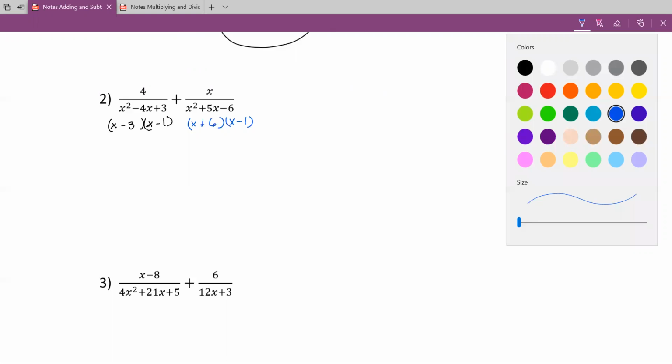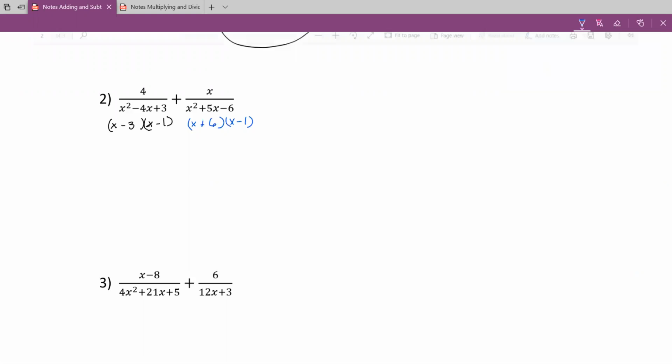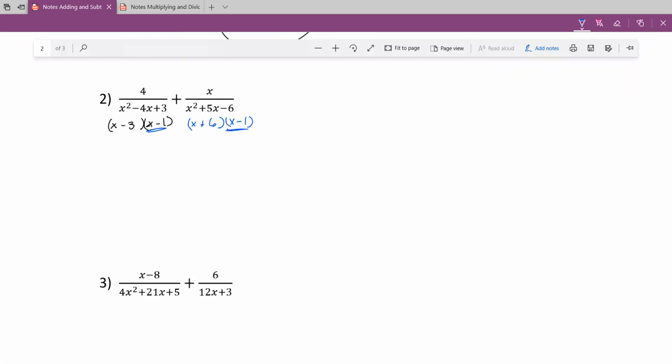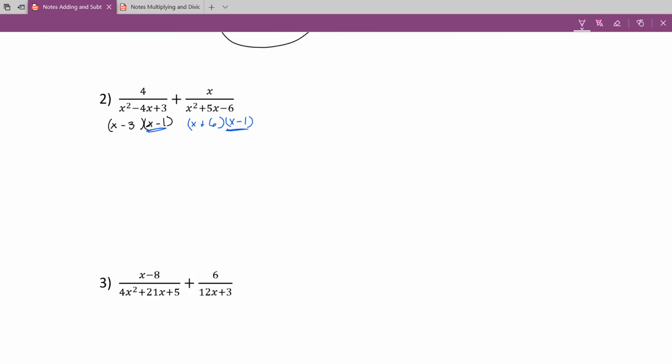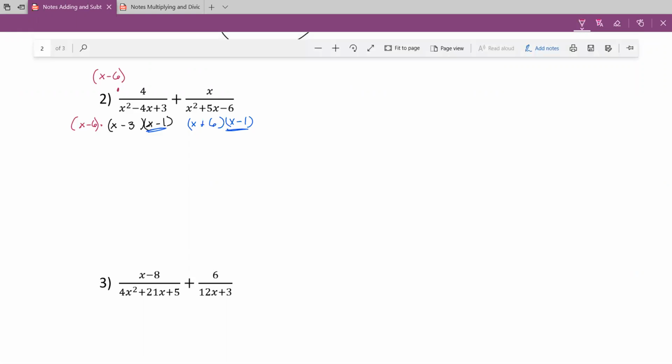Now notice that they both have the x minus 1 already. But the first one's missing the x plus 6, so that's what I need to multiply by on both the top and bottom. I'm going to multiply by x plus 6. And now looking at the second one, I have the x minus 1, I have the x plus 6, but I'm missing the x minus 3. So for this one, I'm going to multiply top and bottom by x minus 3.